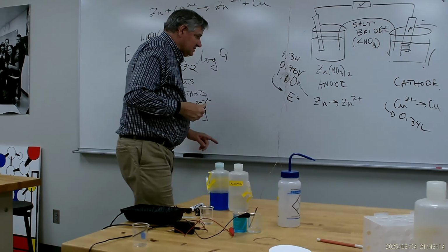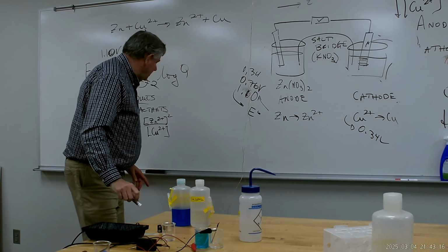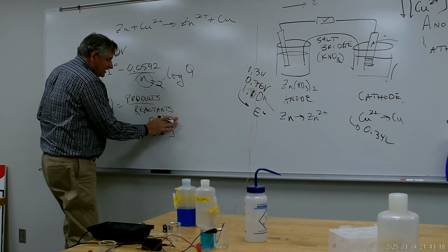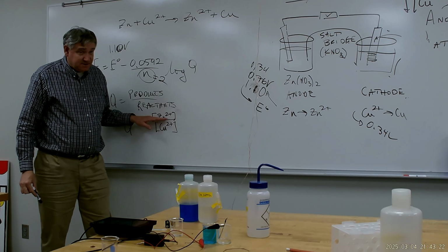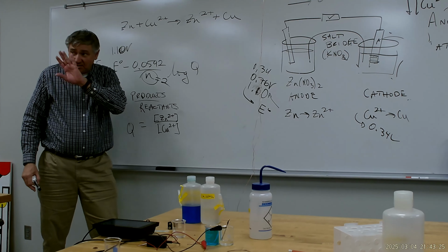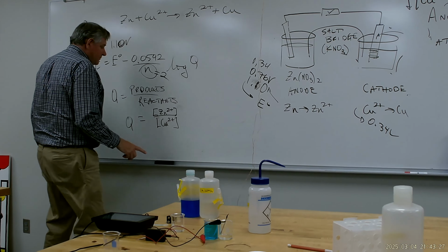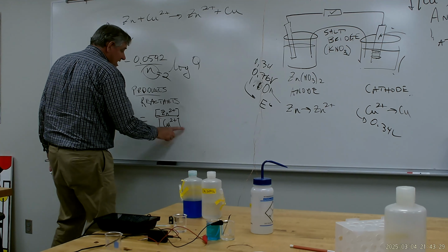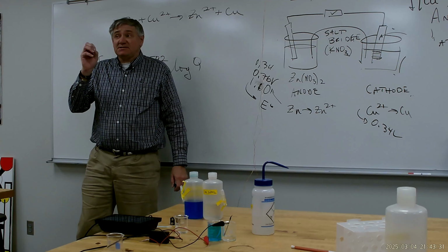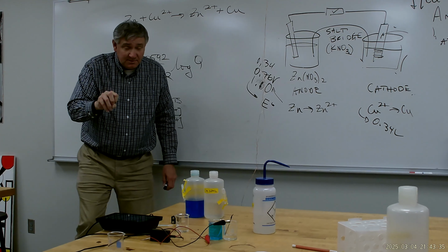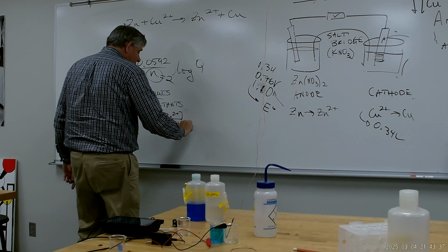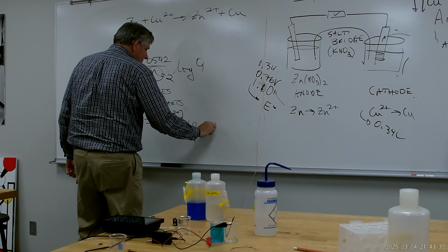So let's look at this. Mathematically, what's going to happen to my zinc ion concentration? That's still going to be the same, still at 1. But what's going to happen to my copper ion concentration? This isn't the number of copper ions. It's the concentration. Down. So this is going to go from 1 all the way down to maybe 0.001.